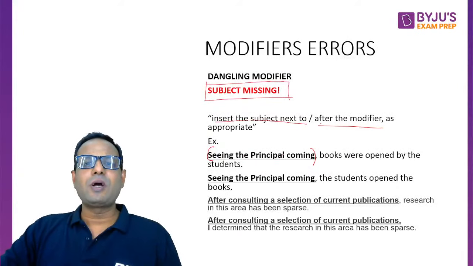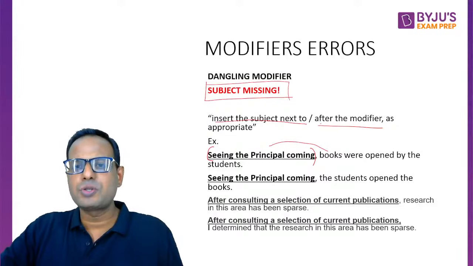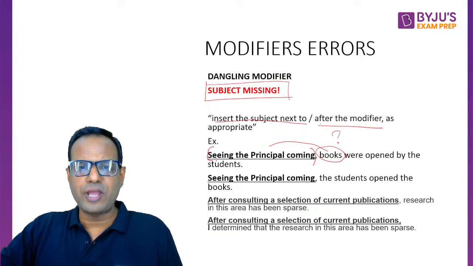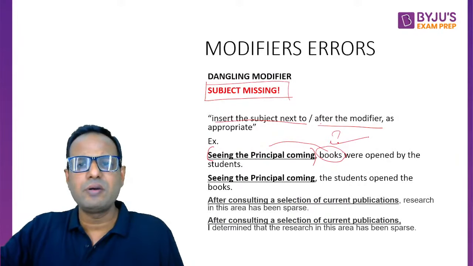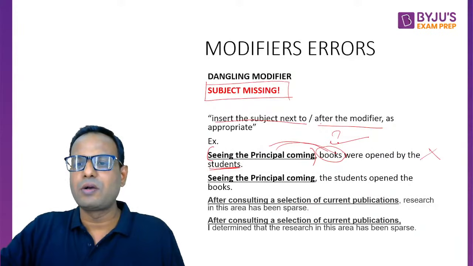Seeing the principal coming. Now look exactly, what is placed after seeing the principal coming? Books, right? Hang on, stop here. Ask yourself a question. How can books see the principal coming? Do you think we have the right referent? No, we don't have the right referent. Seeing the principal coming should have modified students. But in this case, seeing the principal coming is modifying books. Hence, this is wrong.